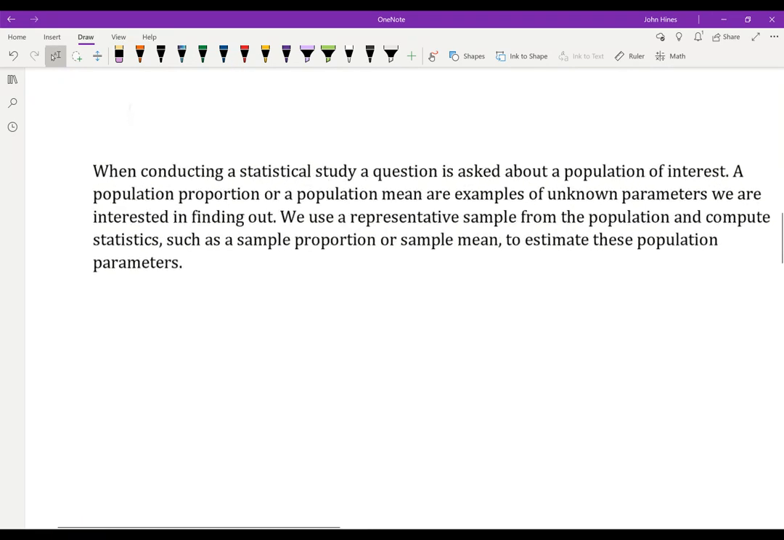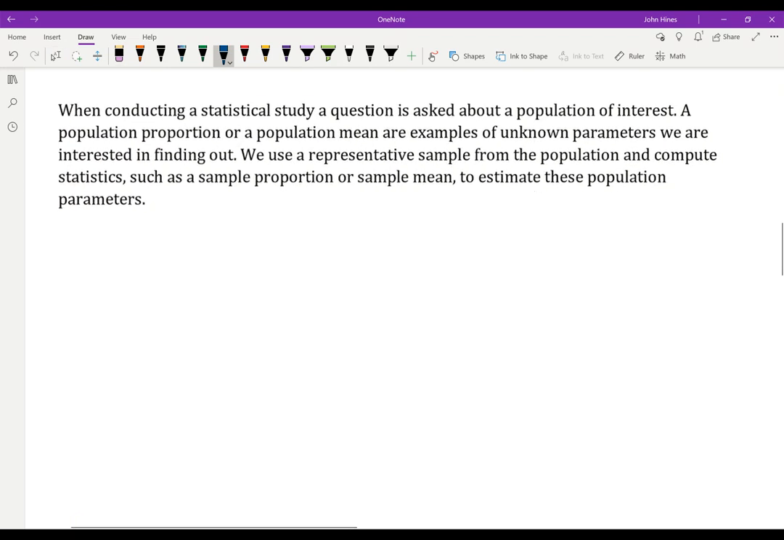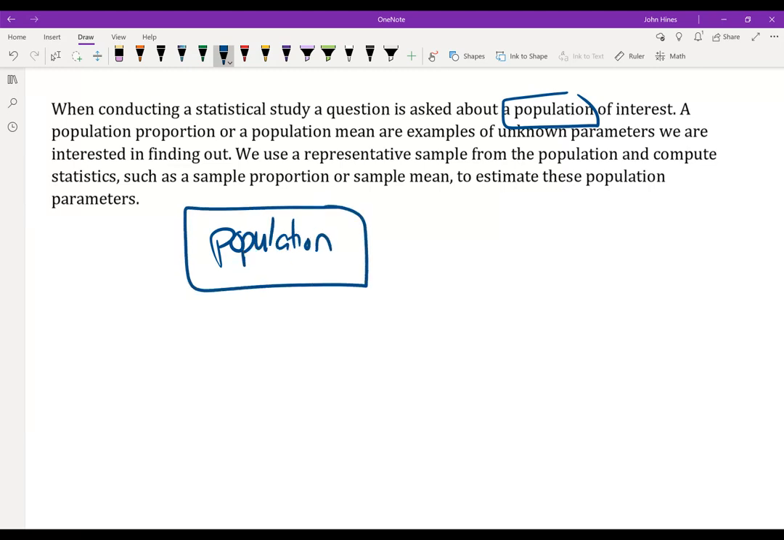So here's the whole idea going forward, a huge idea of what inferential statistics is all about. When conducting a statistical study, a question is asked about a population. I'm starting up here. I have a population that I want to know about. What do I want to know about that population? It could be one of two things. It could be a proportion of something, like what proportion of people will vote for my friend. Or it could be a mean, an average. What is the average length of the fish in the Hudson River?